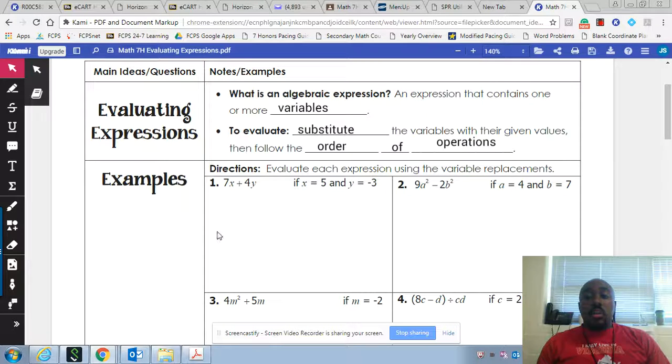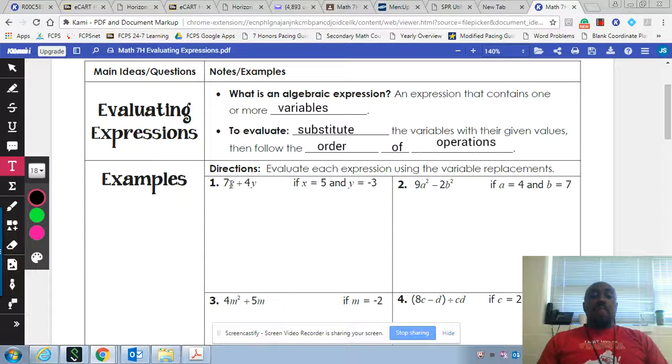So let's do a couple of examples together. As you can see, the first one, we have 7x plus 4y. You have to remember that this 7x really means that 7 is being multiplied by x. This 4y means that 4 is being multiplied by y. If you look over here, they give us the value of x and the value of y. They told us that x is 5 and that y is negative 3. As a result, all we need to do is substitute in the values that they gave us for each variable.